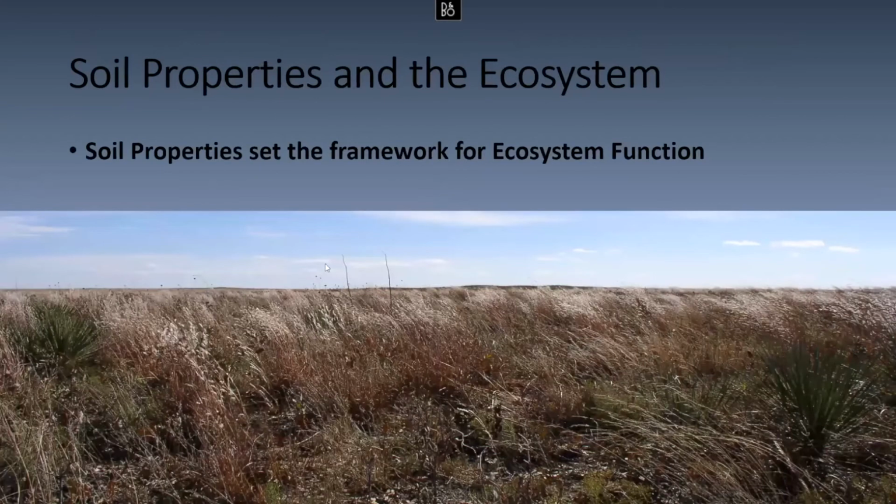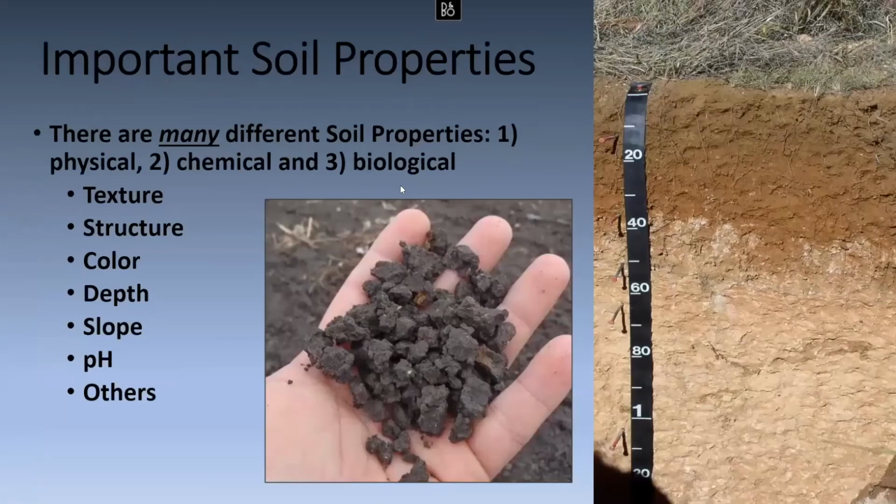Okay, so we're going to talk some more about soil properties, and they're really important because that sets the framework for the ecosystem function. And there are just a gajillion different soil properties, and we've grouped them into three classes: physical, chemical, and biological. So some examples of physical soil properties would be texture, which is the ratio of sand, silt, and clay. So I'm sure everybody's heard of sandy soils or clayey soils or loam. Those would be examples of texture.